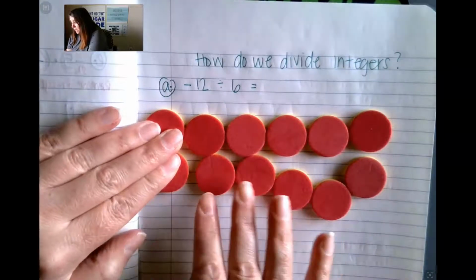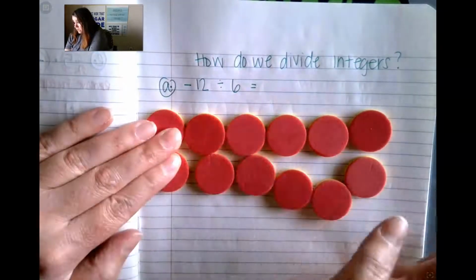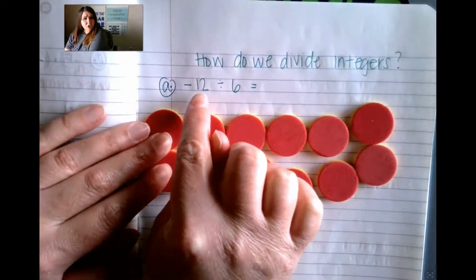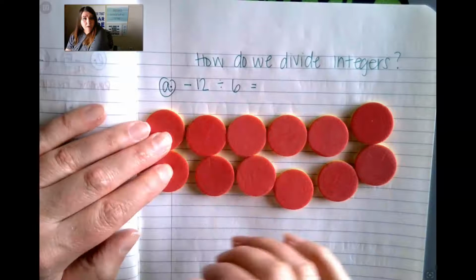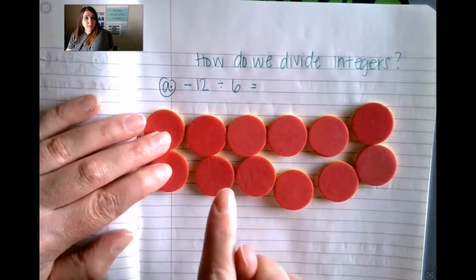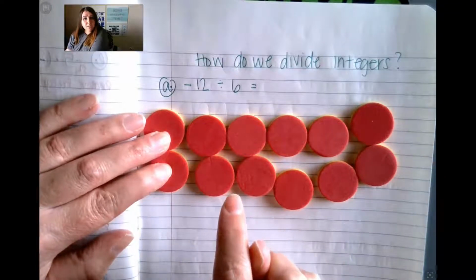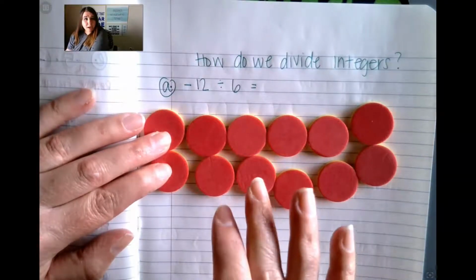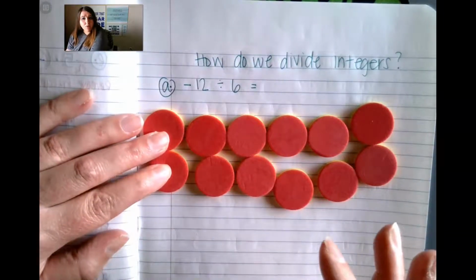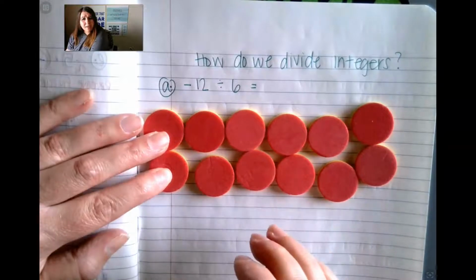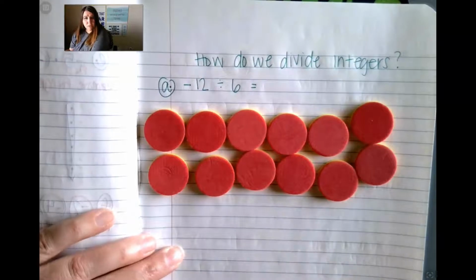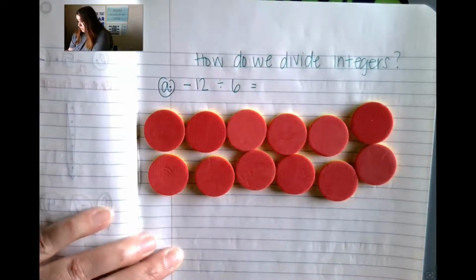So our essential question is, how do we divide integers? I'm going to start with -12 on my board. Remember, division is the opposite of multiplication. It's like we've already multiplied, and this is our outcome. So our outcome here is -12, and we need to split it into 6 equal groups. So how many chips would be in 6 equal groups?